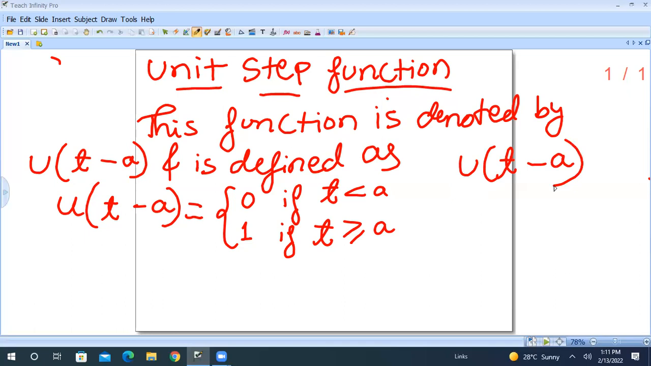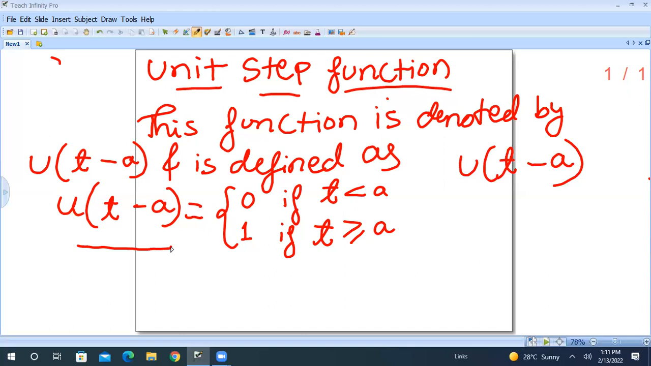And how do we define u of t minus a? u of t minus a is equal to 0 if t is less than a, 1 if t is greater than or equal to a. So the function is 0 when t is less than a, and 1 when t is greater than or equal to a.